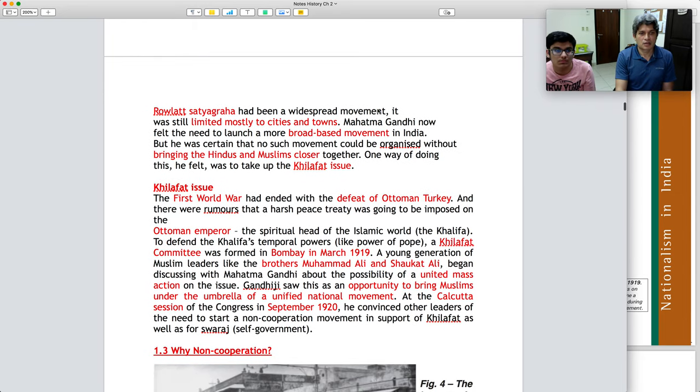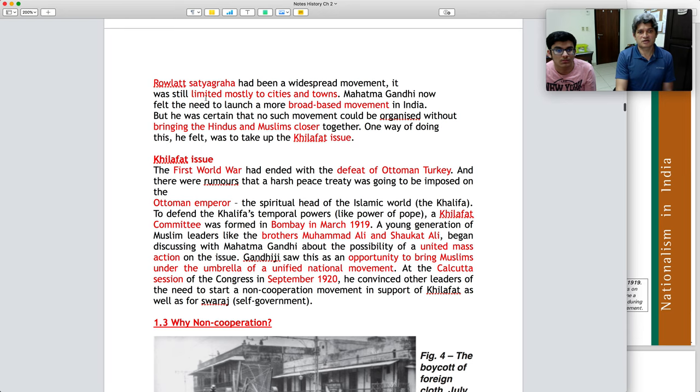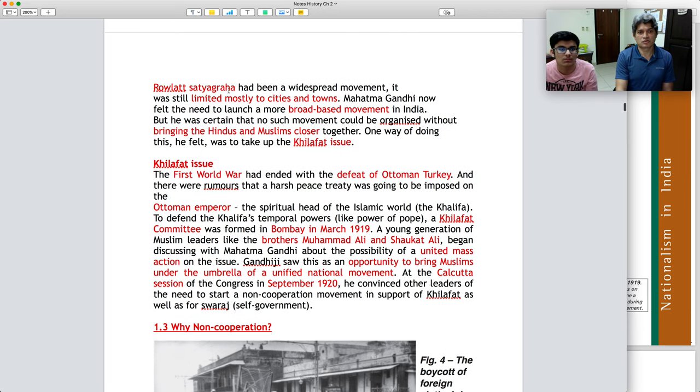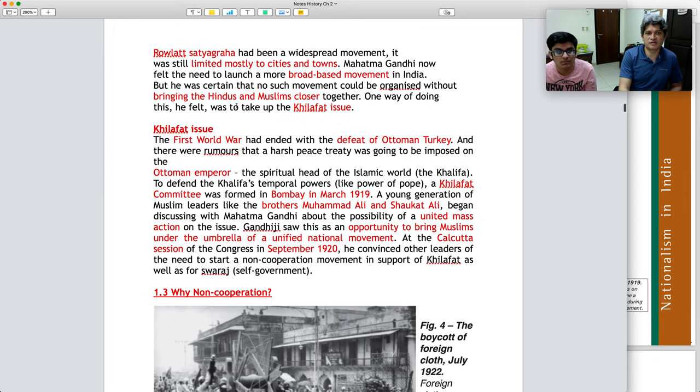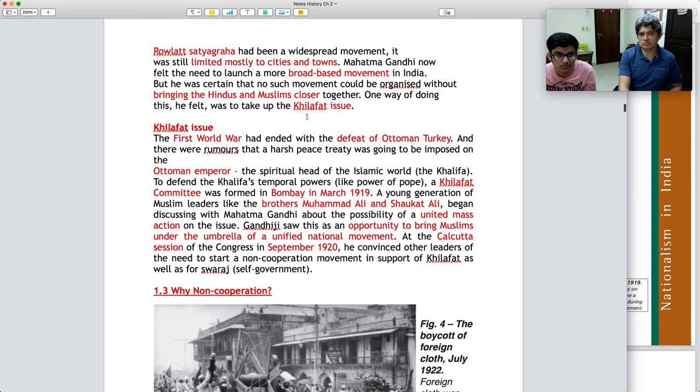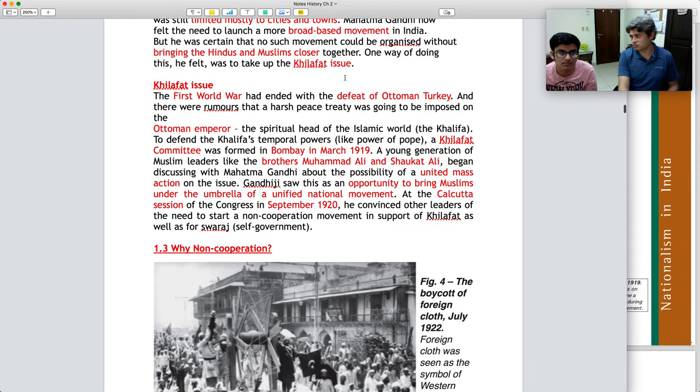Now, the Rowlatt Satyagraha had been a widespread movement, but it was still limited mostly to cities and towns. Mahatma Gandhi now felt the need to launch a more broad-based movement in India. He said that only Hindus are not enough, even Muslims should be roped in. So one way of doing this was to take up the Khilafat issue.